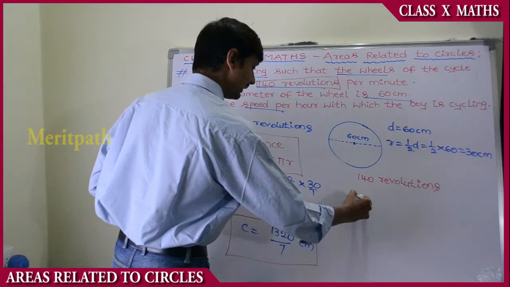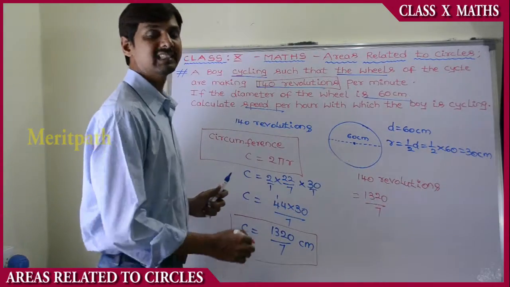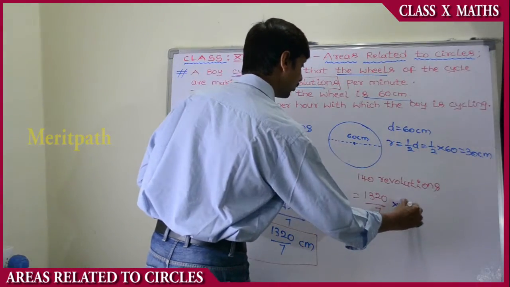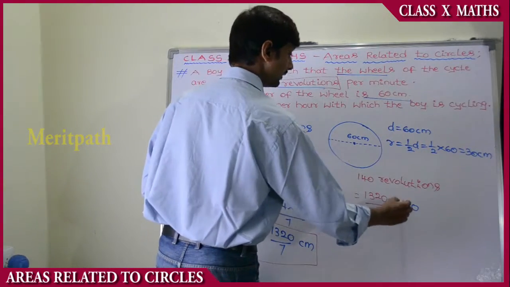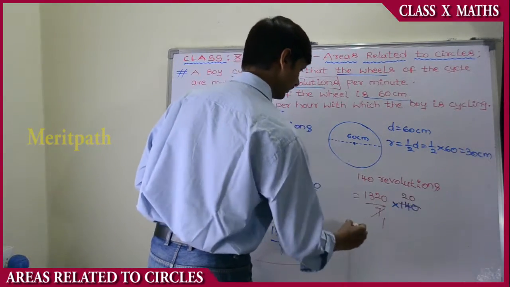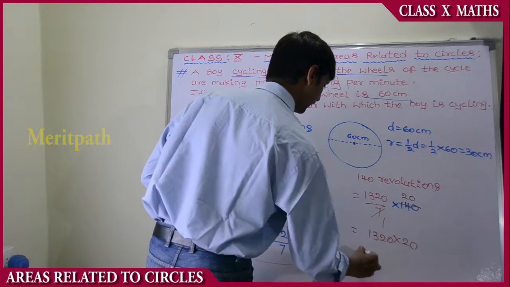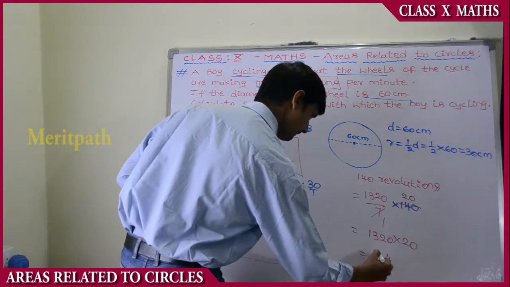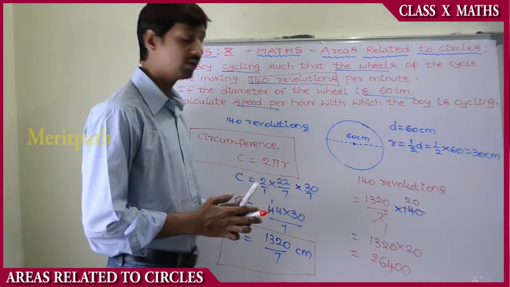For one round, it is 1320 divided by 7 centimeters. For 140 revolutions, that is into 140. So let's do the cancellation. 7 one time, and 140 divided by 7 is 20. So 1320 into 20. So let's multiply this. We're getting 26,400 centimeters.